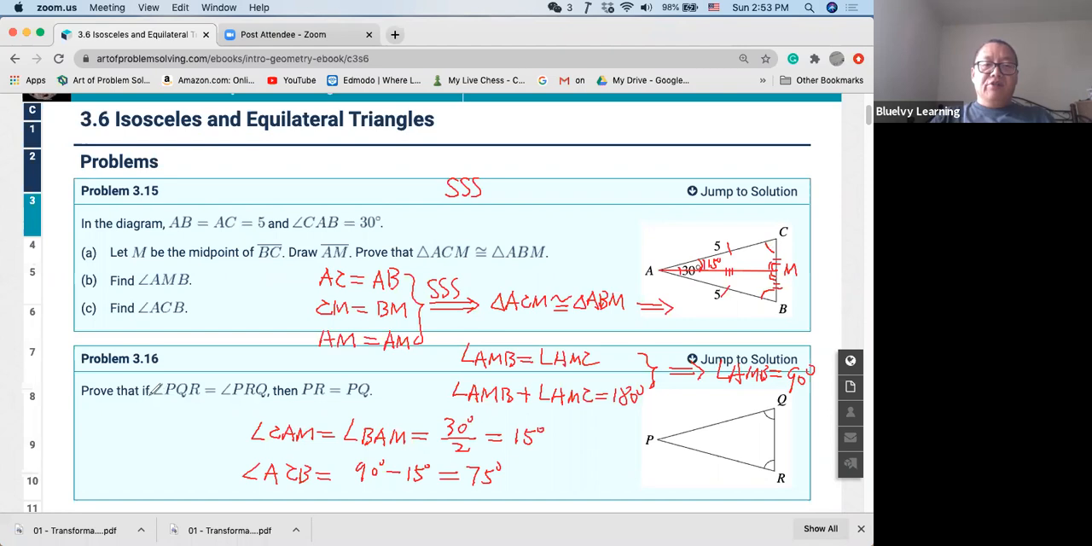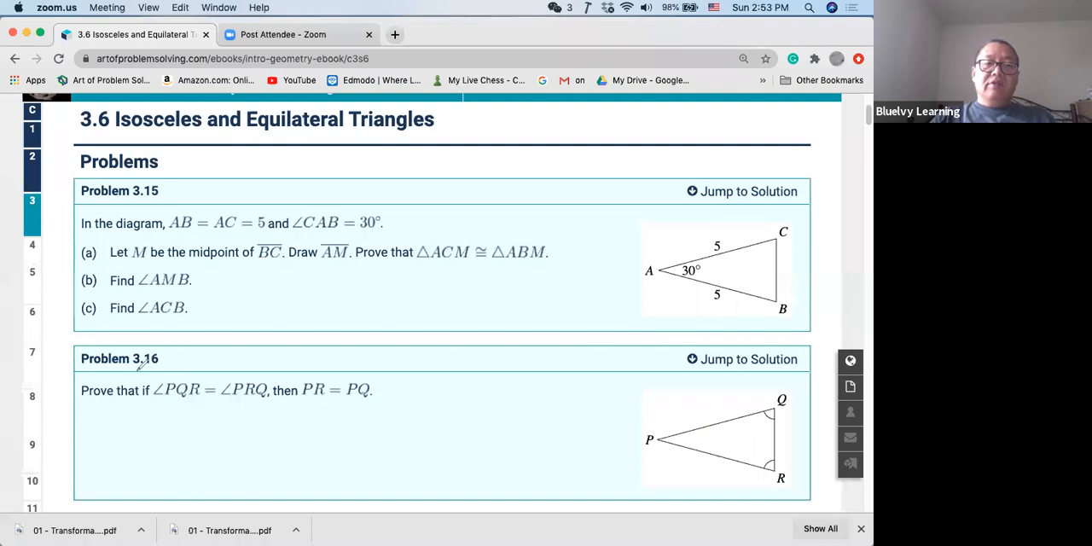Now, let's go to this one. 3.16. Prove that if this angle equals this angle, then PR equals PQ. Everybody think how to do this problem. Okay, here is a little bit tricky. Let me first show you the correct approach to prove this problem.